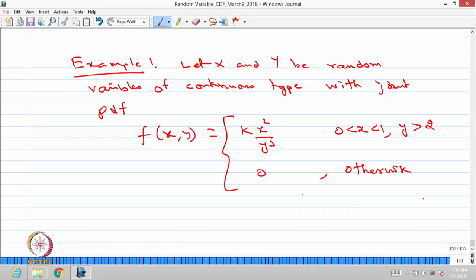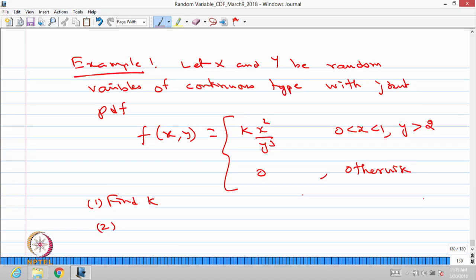Now, since I have taken the constant k times x square by y cube, first you have to find out what k is, for which the given function of two variables is going to be a joint probability density function. After that, you have to find out some more results. So, the first question is: find k, so that this is going to be a joint probability density function of a two-dimensional random variable of continuous type.